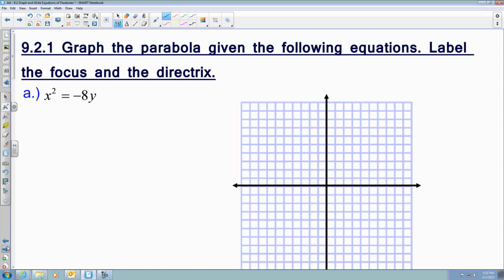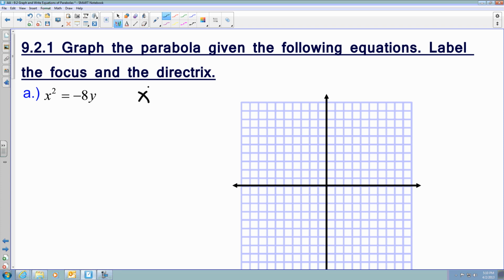So for these examples, we want to graph the parabola given the following equations. I also want to label the focus and the directrix. So if I have example A here, I have x squared equals a negative 8y. By looking at that, I see that my square is attached to the x.